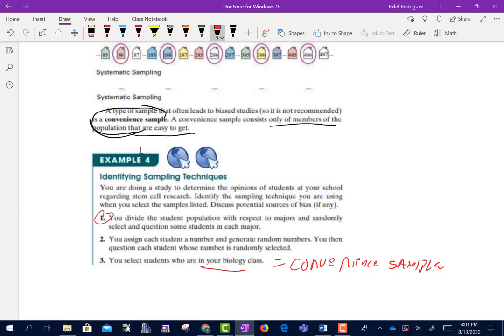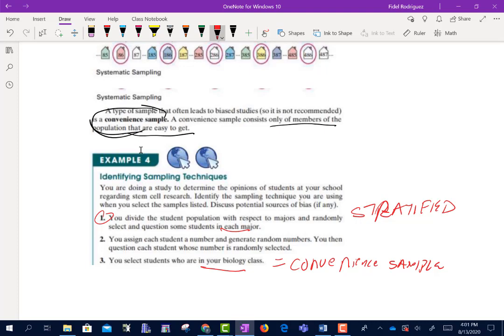Okay, so number 1, you divide the student population with respect to majors and randomly select and question some of the students in each major. Okay, this is going to be stratified, right? We're putting people in groups and we're taking some people from each of those groups, right?